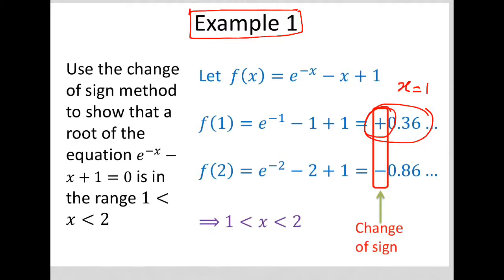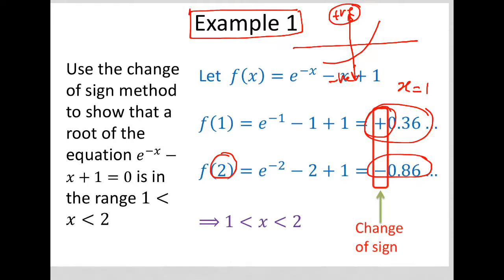And when we try x equal to 2, the function of x will be equal to minus 0.86. What that means is, in order for y to change from positive to negative, it has to cross the x-axis. So y below the x-axis is negative and above the x-axis is positive. So that means a presence of a root.